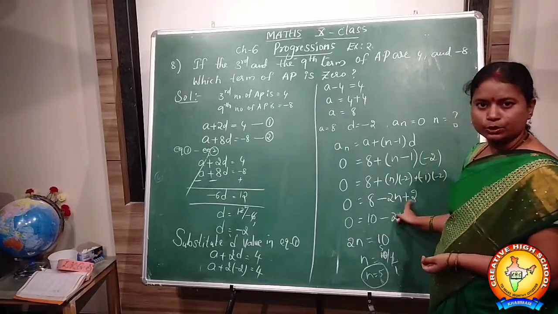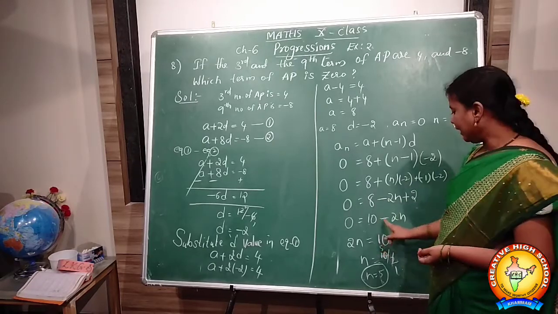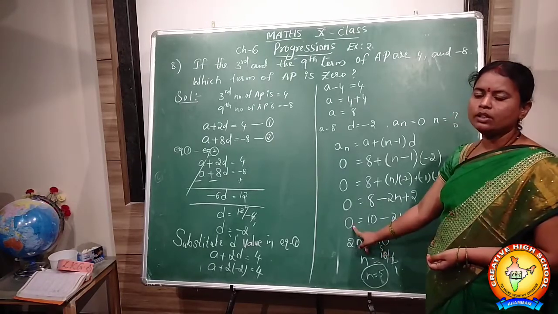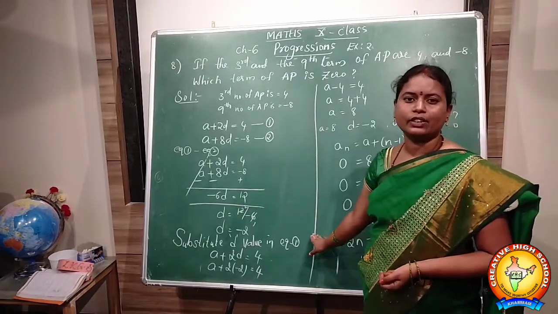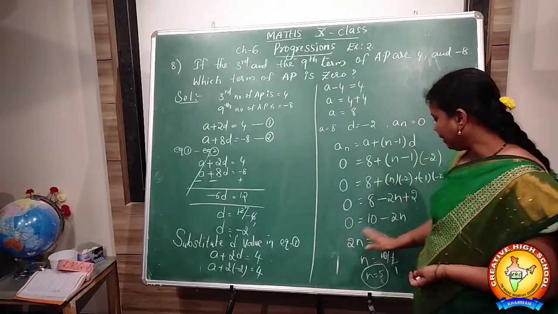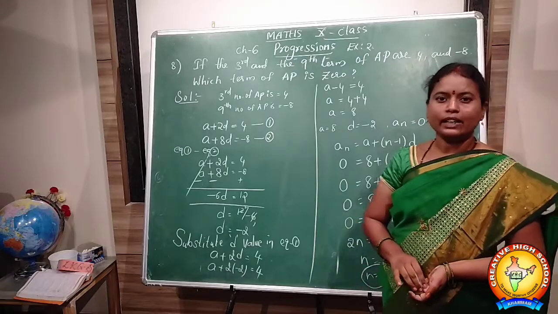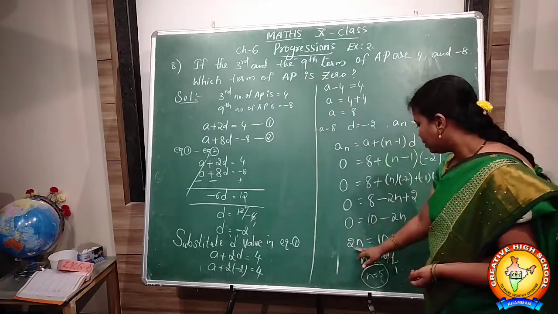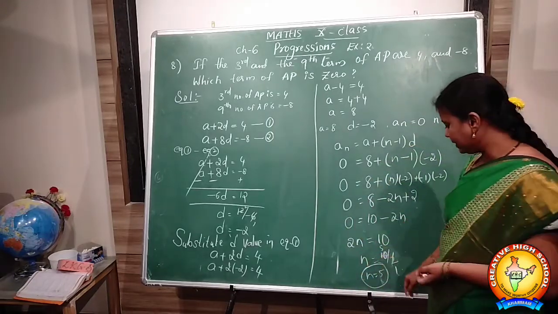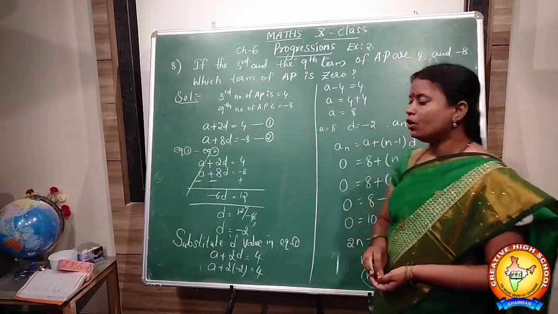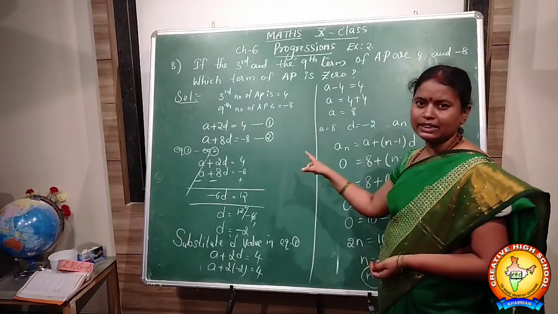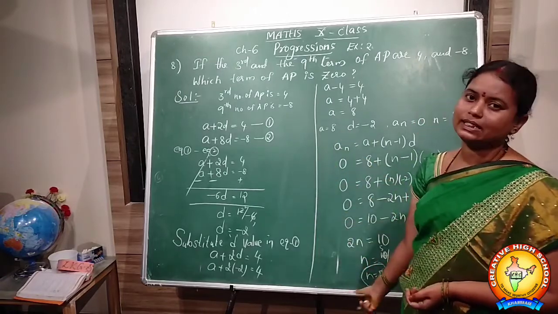8 plus 2 is equal to 10. 10 minus 2n is equal to 0. So I am bringing that minus 2n to the left side of the equal sign. If I bring the minus 2n to the left side, it will become plus 2n. 2n is equal to 10, n is equal to 10 by 2, n value becomes 5. So if we write the AP series, then we will get the fifth number as 0.